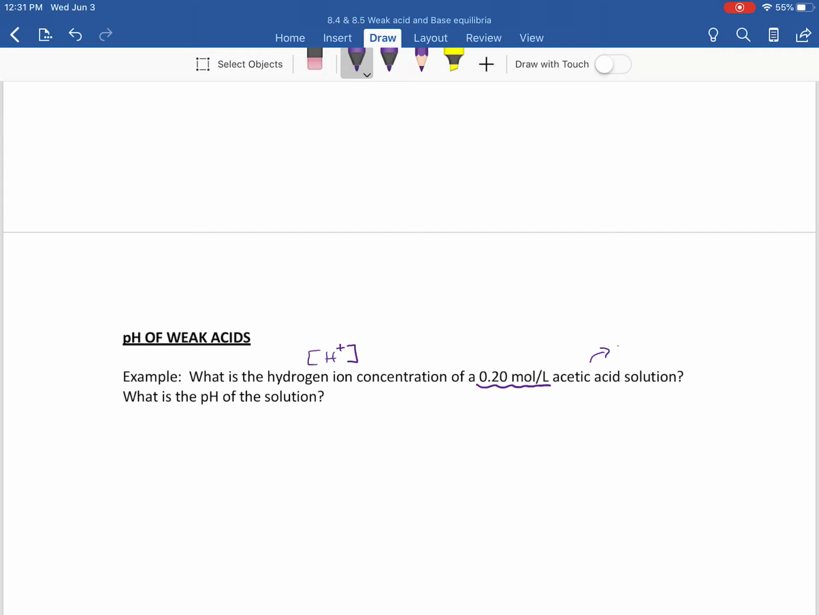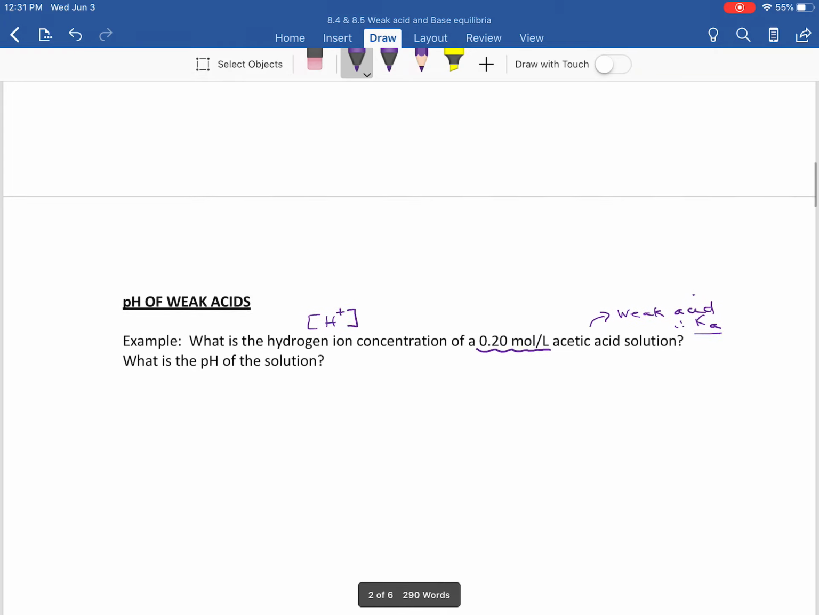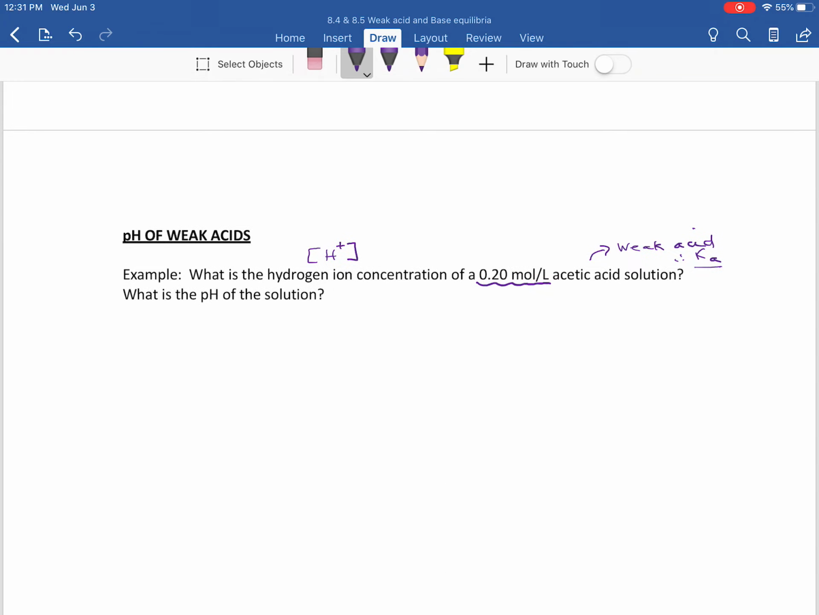And what you need to remind yourself is that this is a weak acid. So the minute you see weak acid, you think equilibrium, right? So we're going to be dealing with a Ka. So let's set up our ice table, and we'll let X represent the change in concentration, all right? So we're going to set up our ice table.